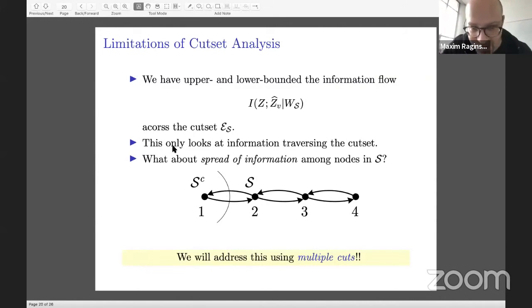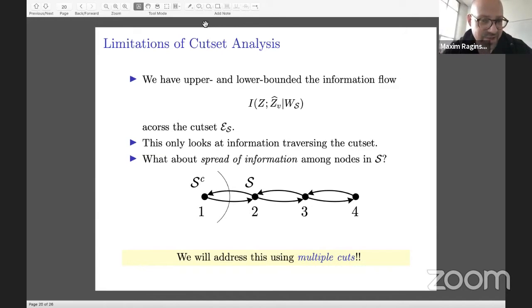On the other hand, this cut set analysis is kind of limited, right? Because it accounts for the information flow across the cut set, but it assumes that the difficulty comes from the fact that the nodes in S still need information about the inputs to the function that the nodes in the complementary set have. But once this information traverses the cut set, it has to actually spread through the rest of S. So we need to account for that as well. And we can actually do this using multiple cuts, as I will show now.